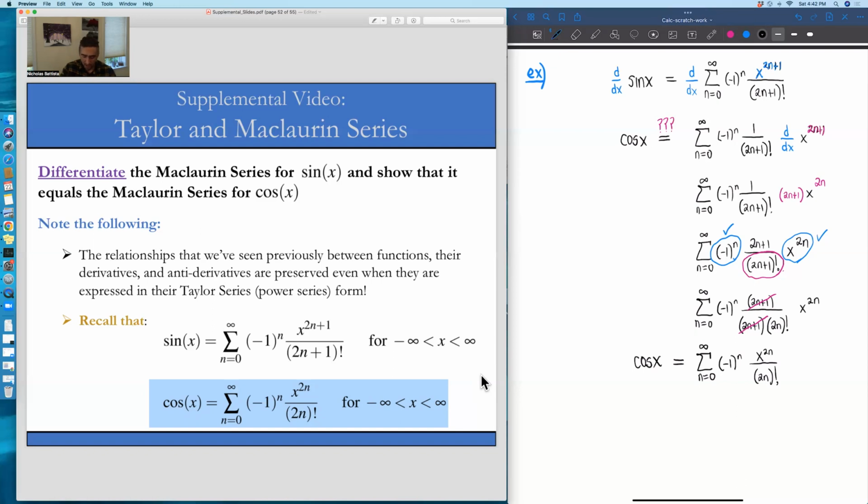So what we've just done is basically show that when we take a power series, like for sine of x, and differentiate it, we still see the same relationships between the functions and their derivatives that we see between the power series representations and their derivatives as well. Those relationships are preserved. The derivative of sine is cosine, so the derivative of sine's Maclaurin series is equal to the cosine Maclaurin series.